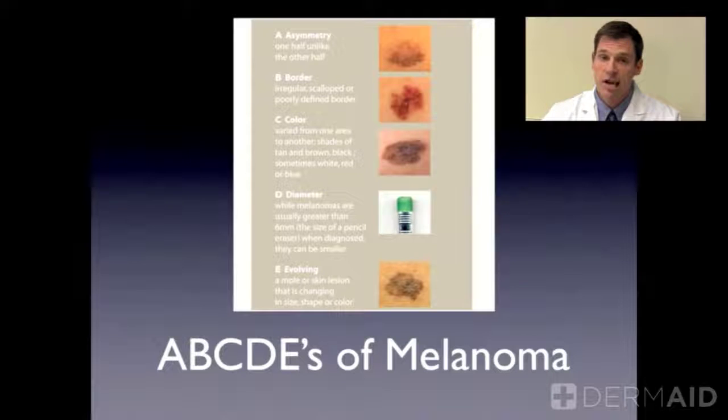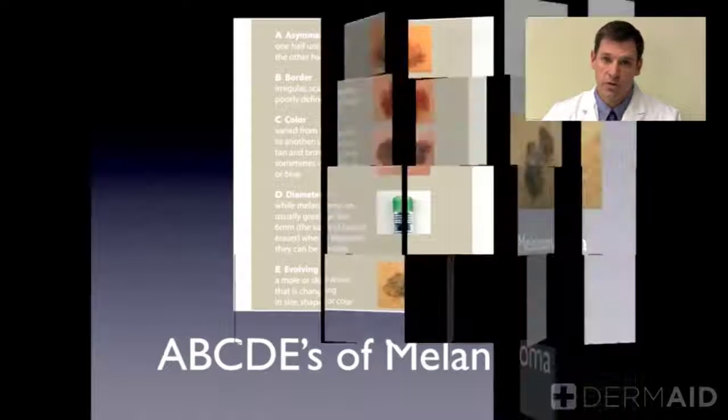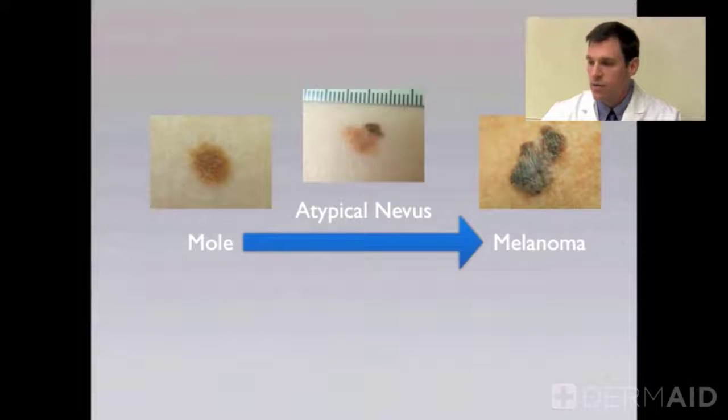We'd like to see it. D is diameter, bigger than the size of a pencil eraser. And E is evolution. Is the mole evolving, growing, changing, itching, burning, stinging, anything like that? We'd want to see it. It just has to break one rule for us to want you to bring this mole to the attention of your dermatologist.